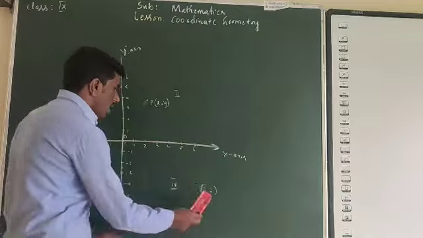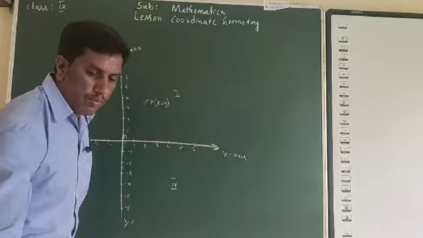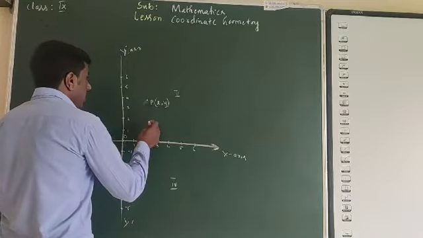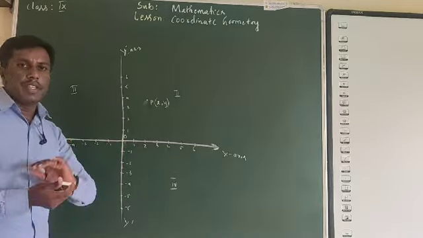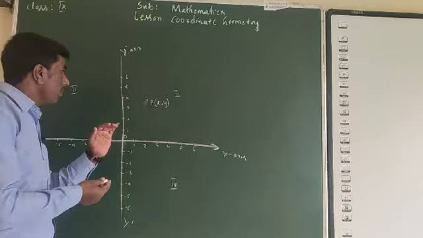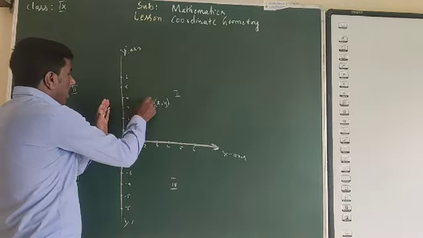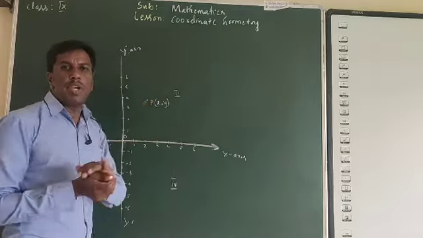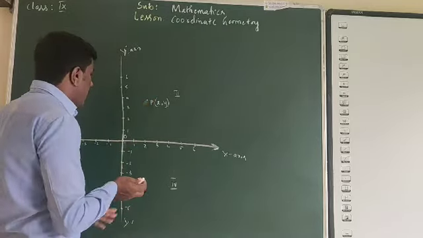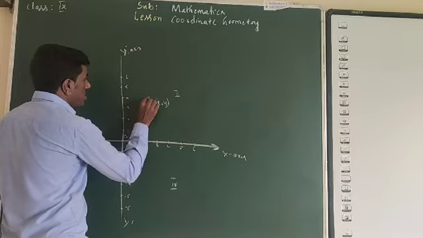Here both are positive, so we get this point in the first quadrant, but it can be in some other x and y too. So you know what x is: x is the perpendicular distance of a point from the y-axis.